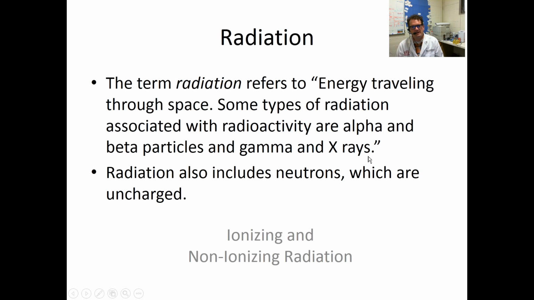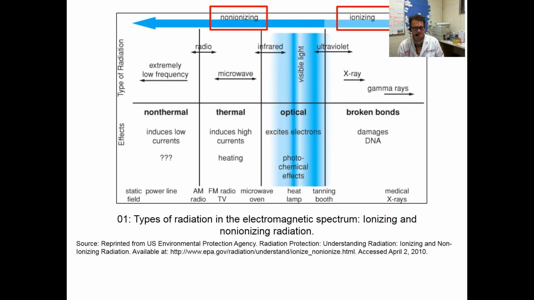So the term radiation, again, refers to energy traveling through space. Anything can radiate energy to something else. Some types of radiation are associated with radioactivity, and that's what we're going to focus on today. We're also going to talk about some types of radiation that include neutrons that are uncharged, and also some non-ionizing radiation. So let's look at this electromagnetic spectrum.